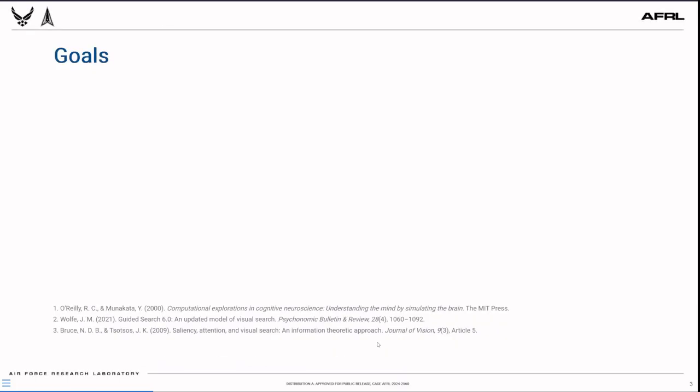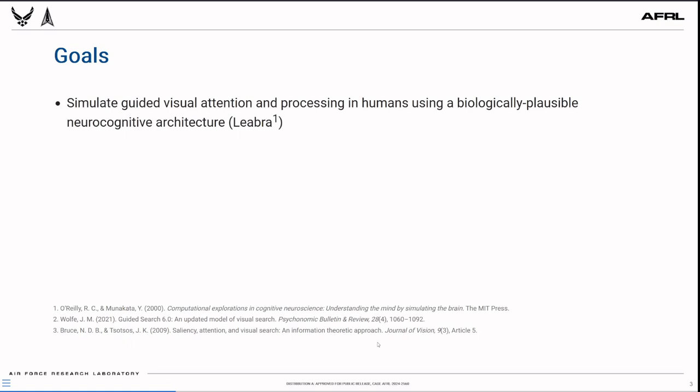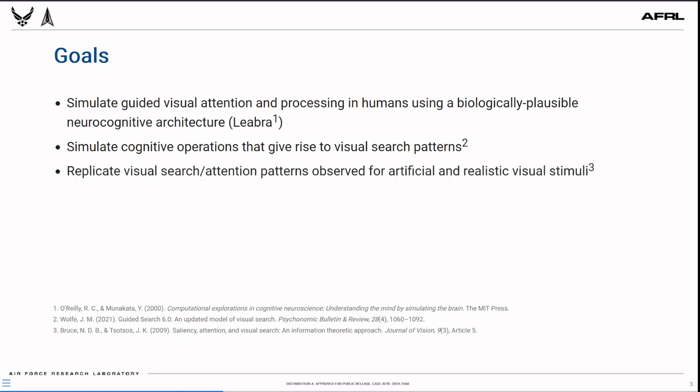Our goal for this project was threefold. Obviously, we wanted to use biologically plausible neural networks to run these simulations. But importantly, we also wanted to simulate the cognitive operations that give rise to visual search patterns, which is very difficult to do in connectionist architectures. And we also wanted to replicate some known search patterns that have been shown in the data or in previous studies.